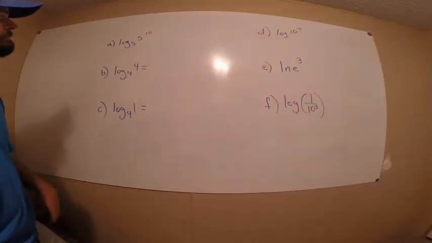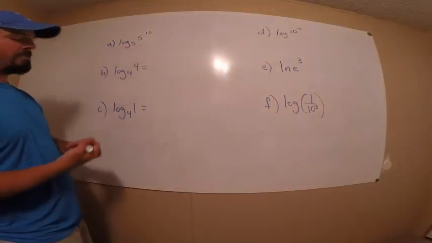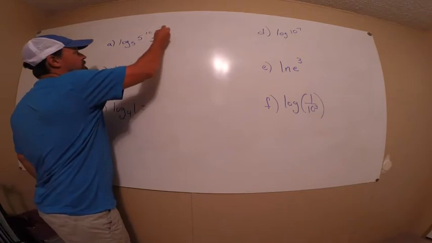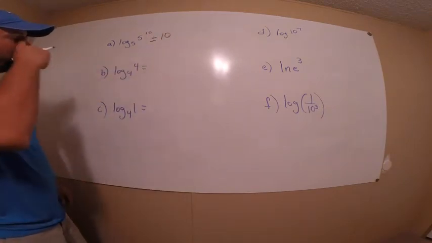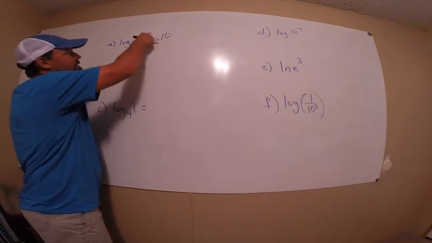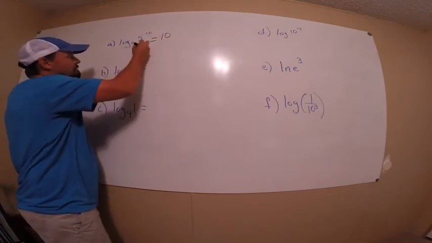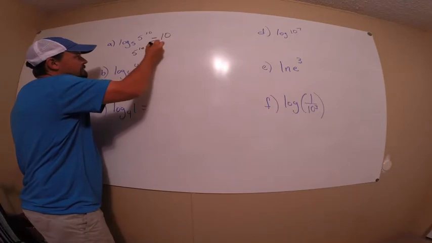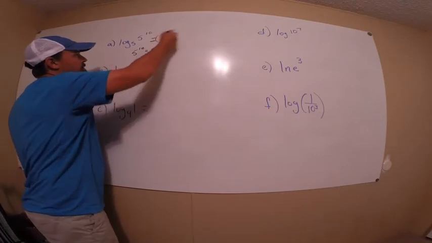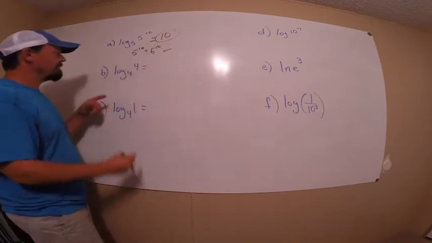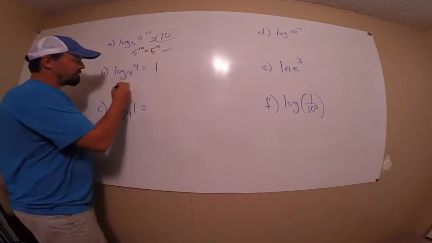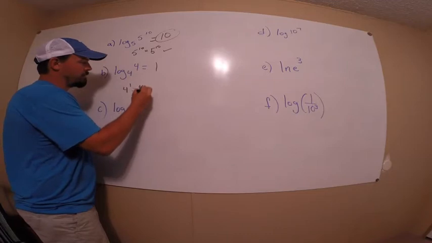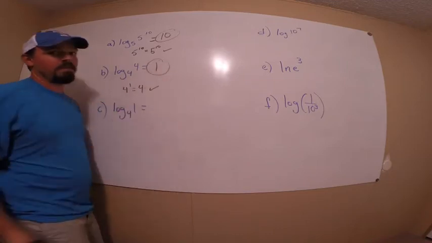Alright, so the first one. If you use your properties, this one's really easy. You should see the answer is 10. If you want some verification for your properties, 5 to the 10 equals 5 to the 10. So you know that 10's the correct answer. Okay? 4 to the what equals 4? 4 to the 1 equals 4. We'll check it. 4 to the 1 equals 4. That's right. So 1 is indeed your correct answer.